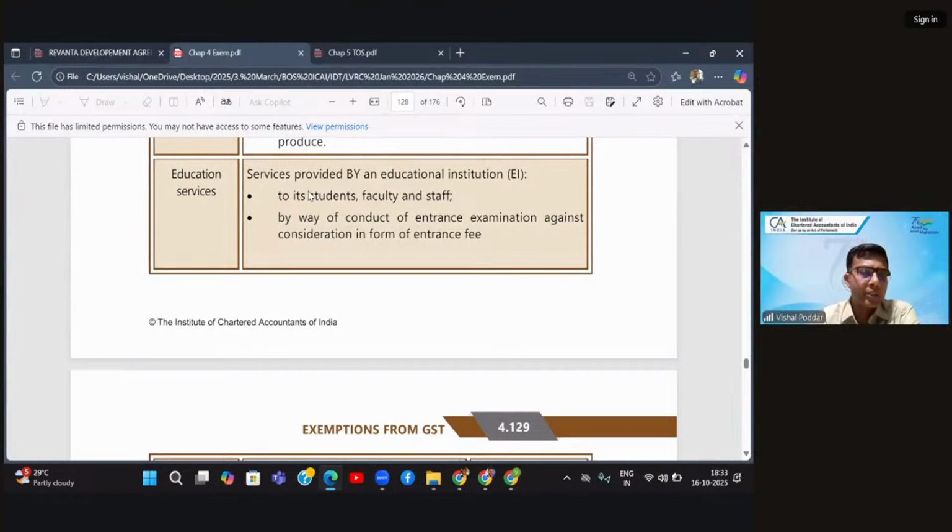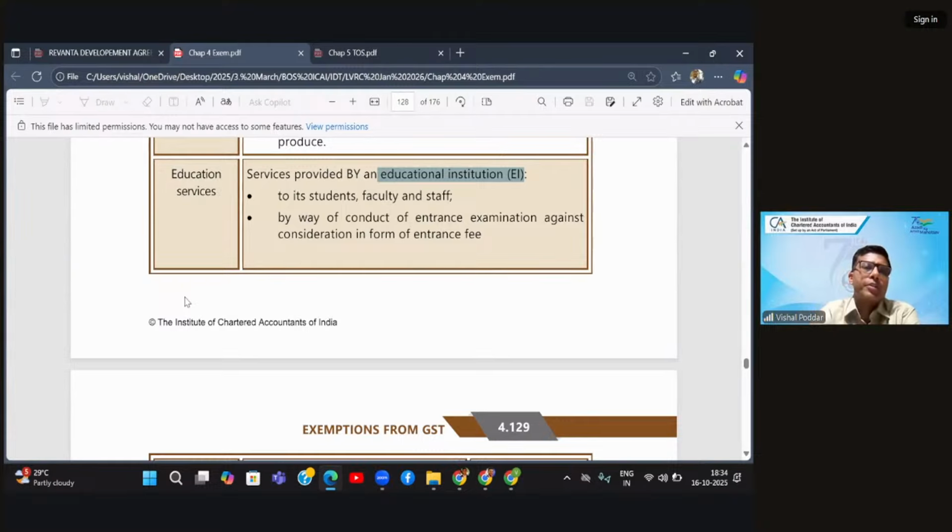Then comes education services. Now in education, both sides are exempt, the outward service of education and a few inward services. But for this, what is important is this point. Now see students, you have to identify these things very, very minutely. If you see the above list, whatever we studied up till now, charitable, agriculture, over there, what is important is, like in case of charitable, two things are important. The service provider should be a registered trust under 12AA or 12AB, and also the services or the activities. Whereas when we read agricultural services, over there only one thing is required, that is the service.